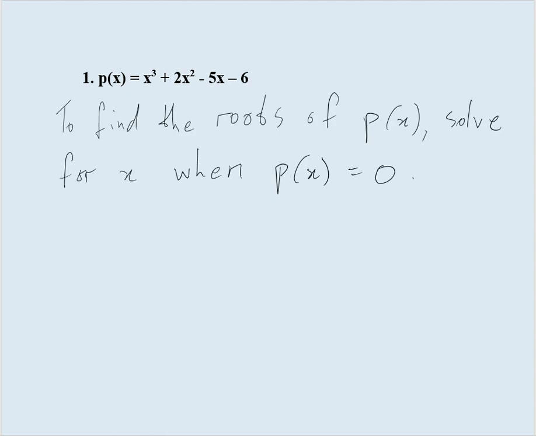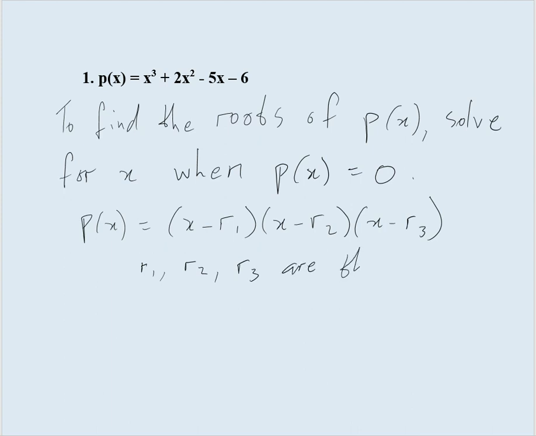So we should get 3 solutions since this is a cubic function. Highest power is 3, so that means there should be 3 solutions. So ideally we want p of x to be expressed in the form of x minus r1 multiplied by x minus r2 multiplied by x minus r3, where r1, r2, and r3 are the roots. And just to be specific, we're only working with real values, so x is real, no imaginary answers.